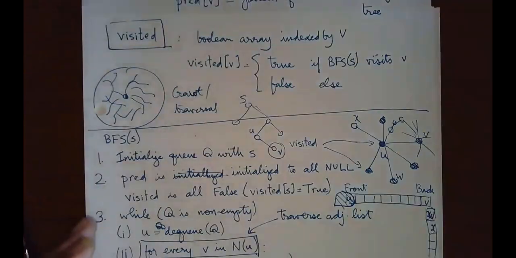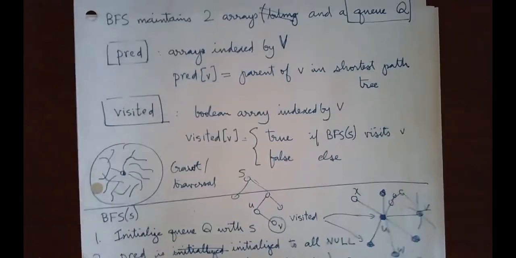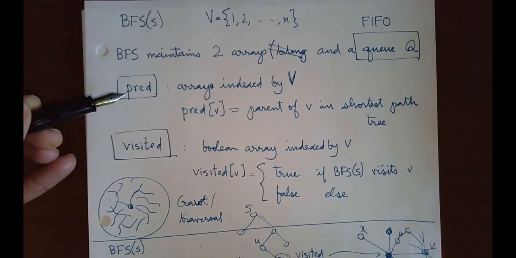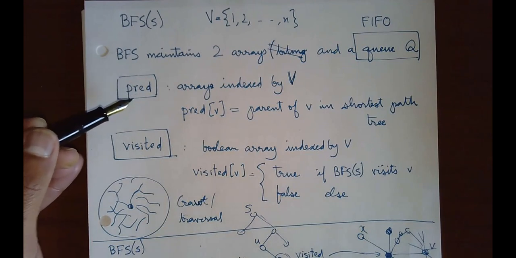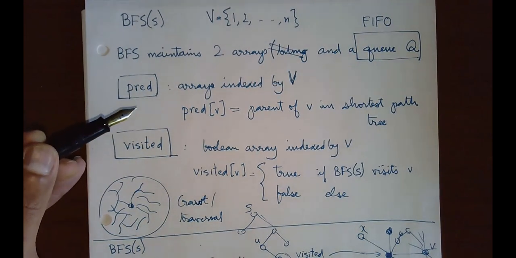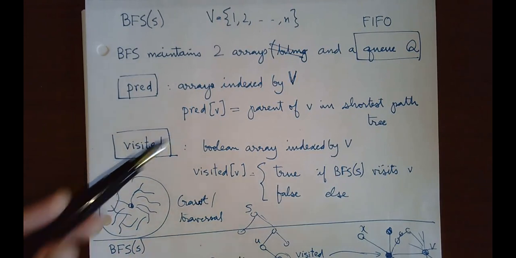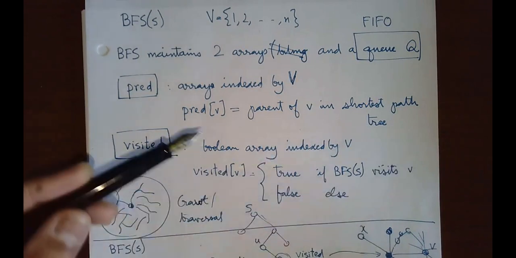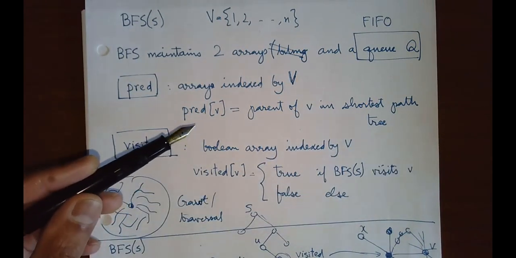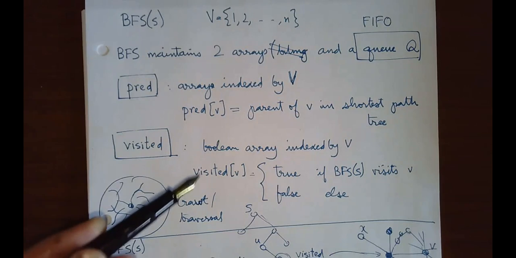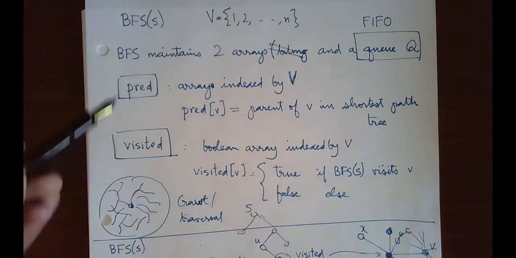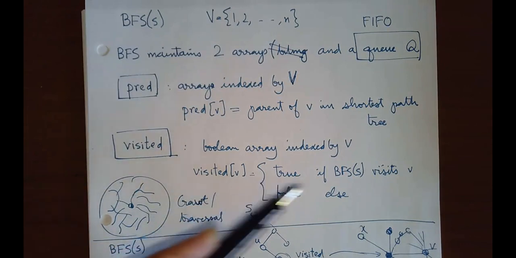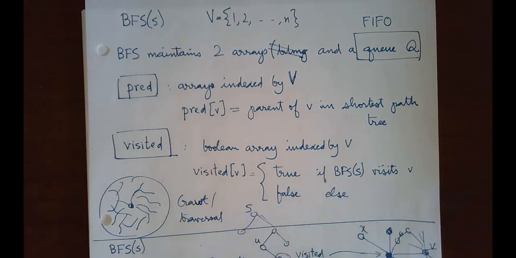And so what BFS outputs is a shortest path tree as follows. BFS maintains two arrays: predecessor and visited. The predecessor array is really like the parent pointers of the tree, and you'll see why it's called predecessor. The predecessor of V is the parent of V in the shortest path tree. Initially, it's all set to null, so initially you don't have any tree. Visited is a Boolean array. Both of these arrays are indexed by V, which we assume goes from 1 to n. Visited of V is going to be true if BFS visits V, false otherwise.